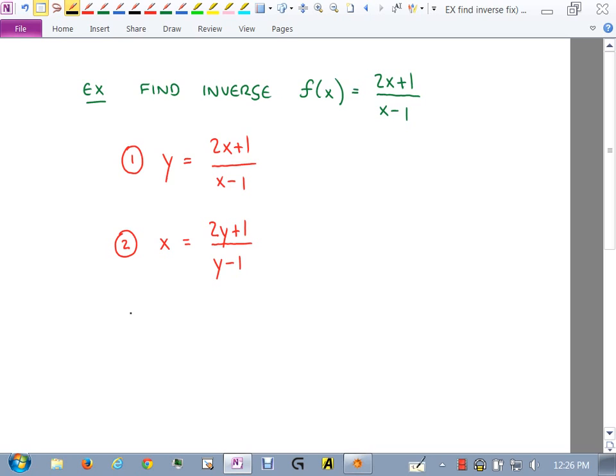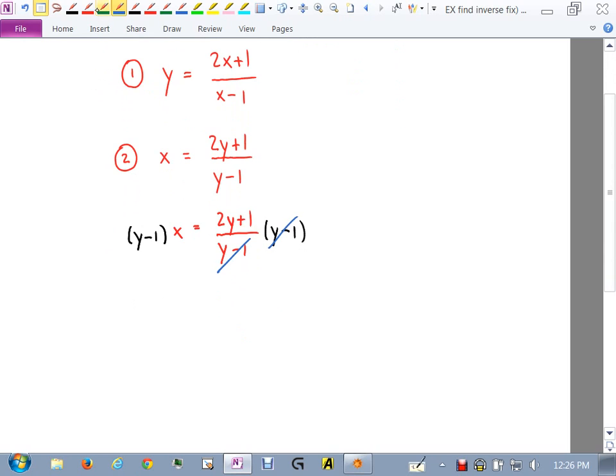Multiply both sides of this equation by y minus 1. That is going to have the effect of clearing the fraction. So that's what we're going to do first. We're clearing the fraction out. See, I'm working with it like an equation, both sides of the equation. On the right side, what happens to the y minus 1s? They cancel out. On the left side, I have y minus 1 times x equals the right side, which is 2y plus 1. Y'all okay up to there?